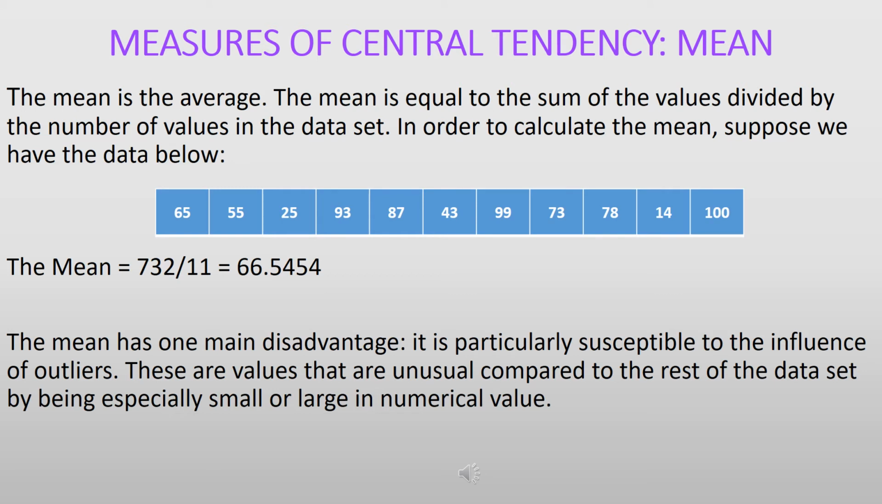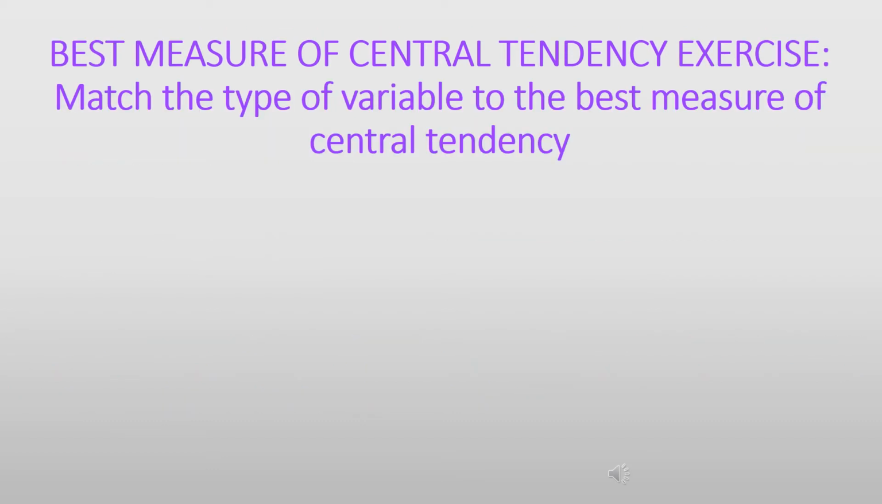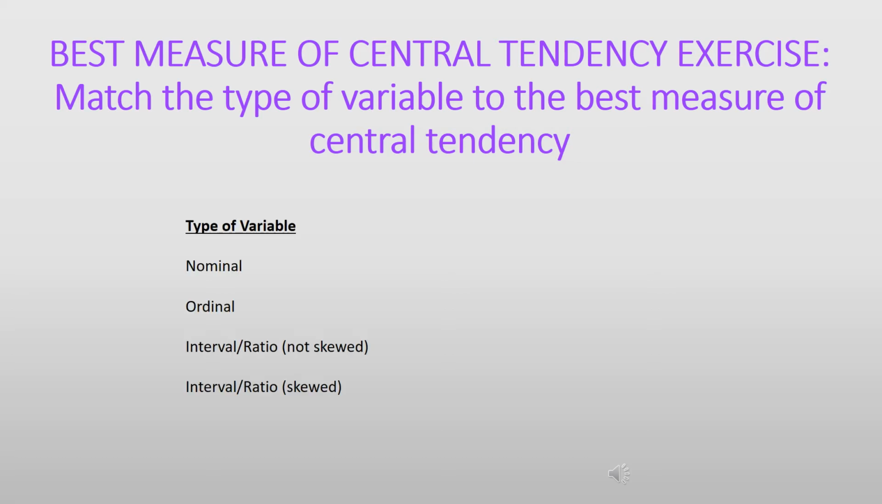It is particularly susceptible to the influence of outliers. These are values that are unusual compared to the rest of the data set by being especially small or large numerical values. Now let's look at an exercise. Can you match the type of variable to the best measure of central tendency? The type of variables are nominal, ordinal, interval/ratio not skewed, or interval/ratio that is skewed. Remembering that skewed means the data set is not evenly distributed. There are outliers that will influence the mean. The central tendencies you're going to match to are mean, median, and mode.